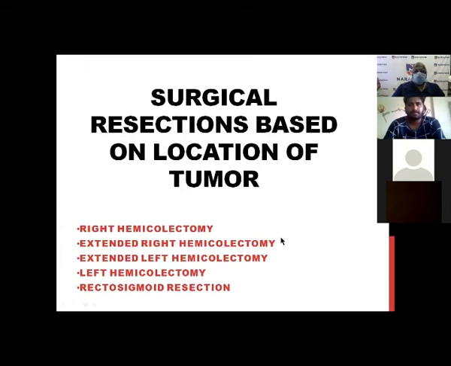Surgical resection is based on the location of the tumor. If it is on the right side, from the cecum to anywhere in the ascending colon, right hemicolectomy is the treatment. If it is somewhere in the hepatic flexure of the colon, extended right hemicolectomy. If it is near the left colon, extended left hemicolectomy, that is in the splenic flexure of the colon. If it is only in the left colon, left hemicolectomy. When the sigmoid is resected, it's usually a rectosigmoid resection.